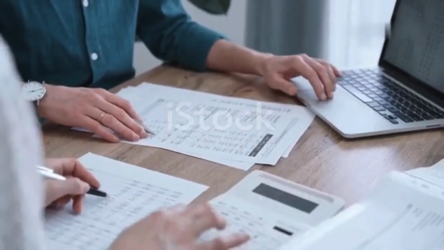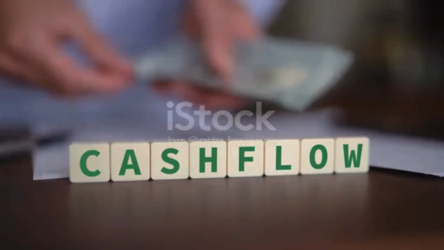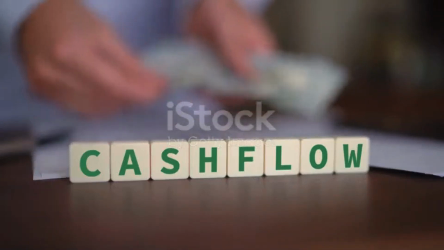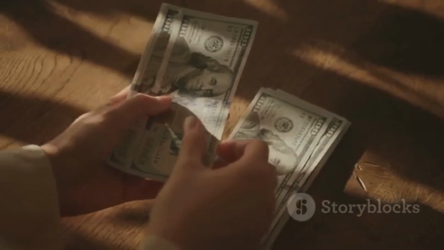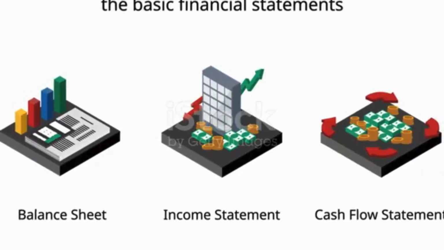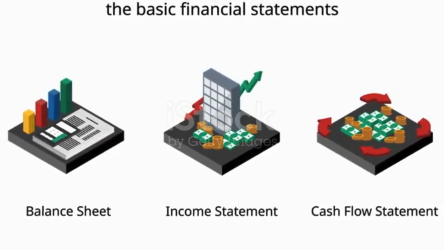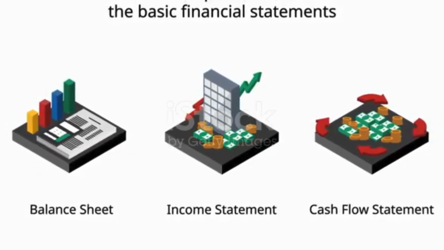Last but not least, we have the cash flow statement. This statement tracks the movement of cash both in and out of a company over a period of time. It's all about the Benjamins, baby. The cash flow statement breaks down cash flow into three main categories: operating activities, investing activities, and financing activities.